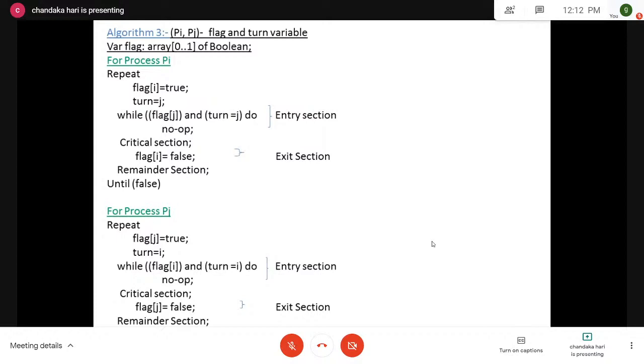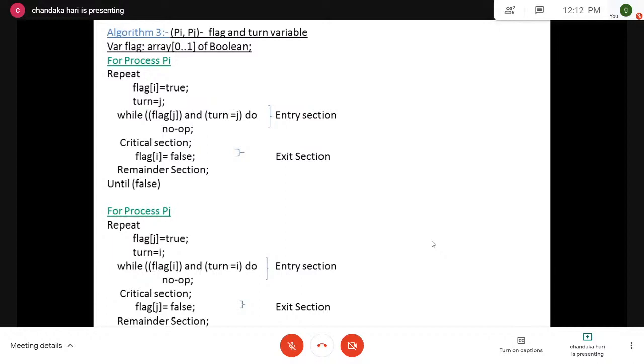Now, clearly, while executing process PI, process PJ is not allowed to continue the execution. While executing process PI, PJ is not allowed to continue. So in this situation, either process PI or process PJ, only one is going to be allowed.